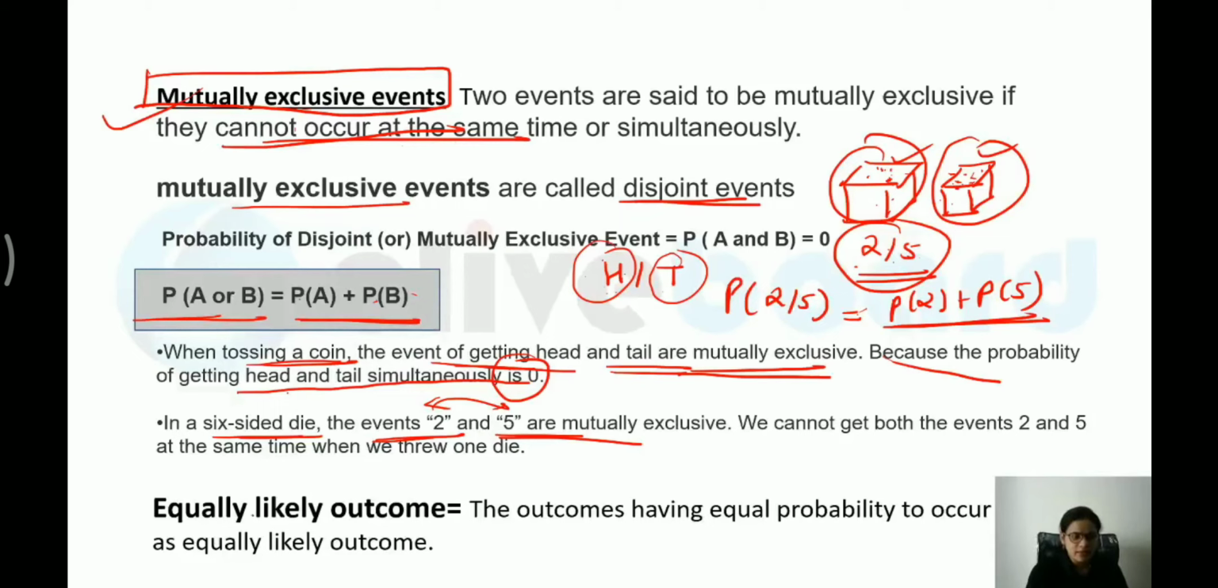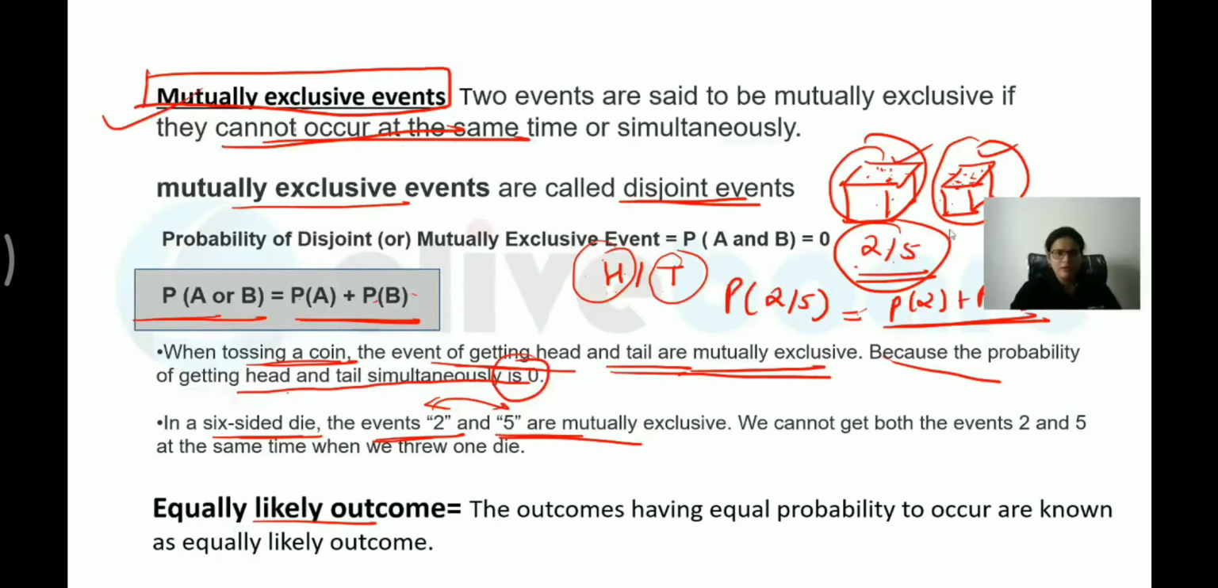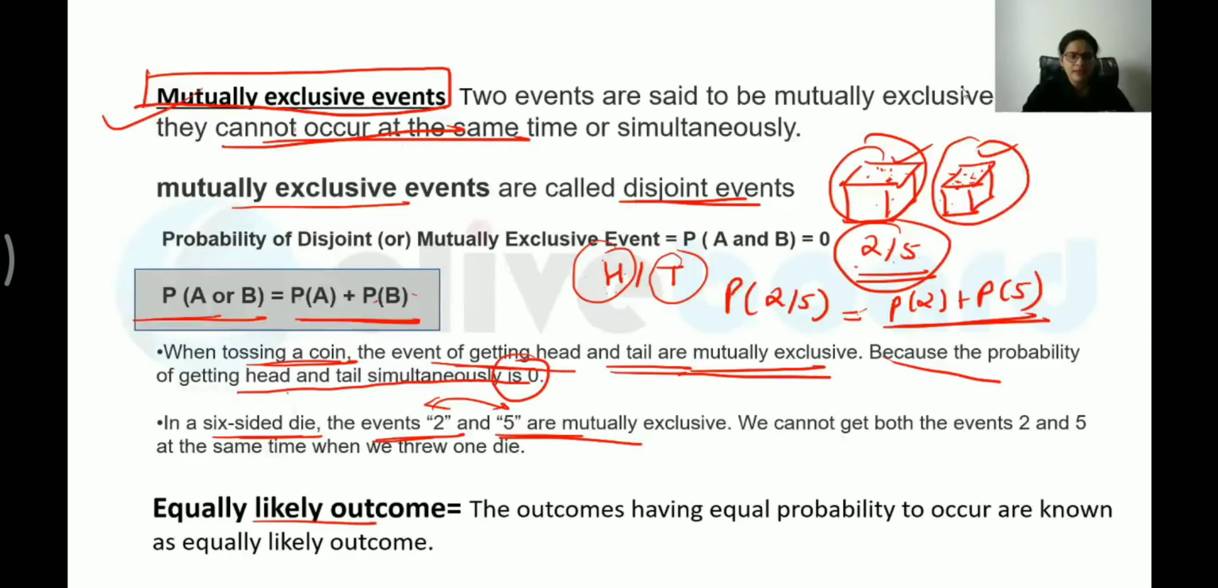Now what is an equally likely outcome? The meaning of equally likely outcome is that all the possible outcomes are equally possible. For example, equal probability of occurring is known as equally likely. When you are taking a fair die or a fair coin, you may get head or you may get tail equally. So these are called equally likely events. Please remember these two definitions. They may be asked in your exam.